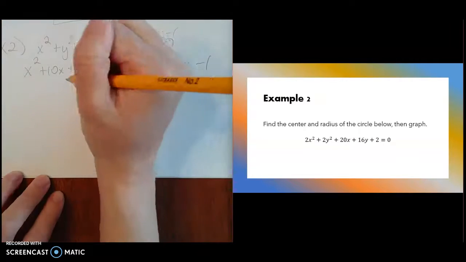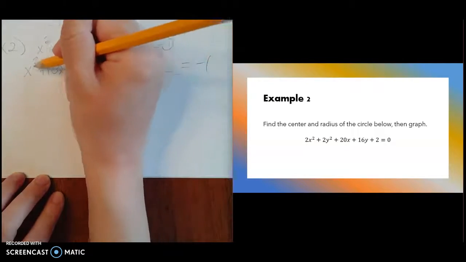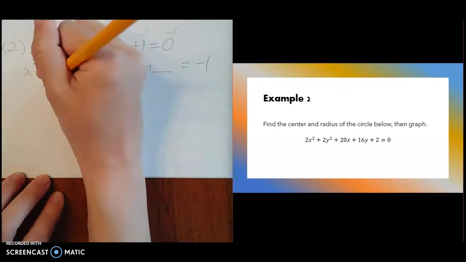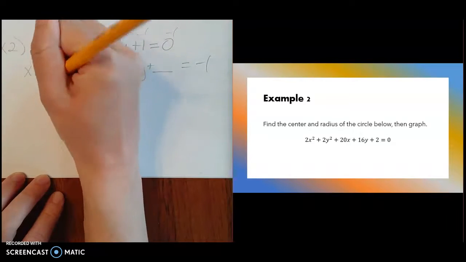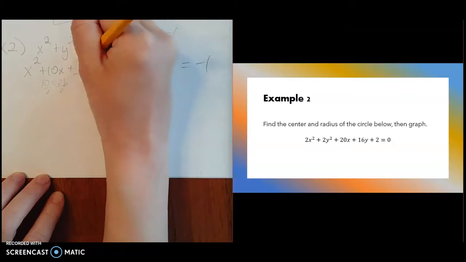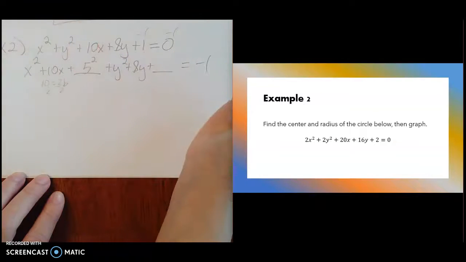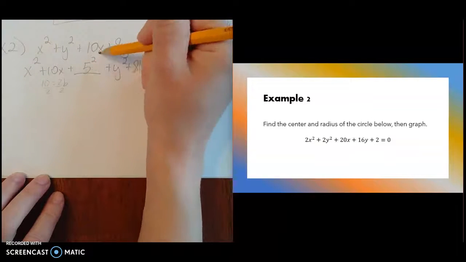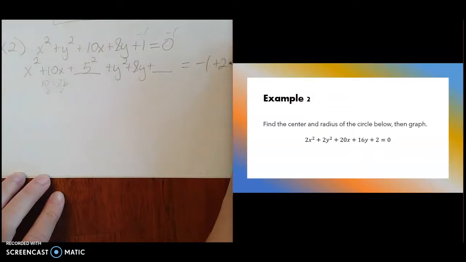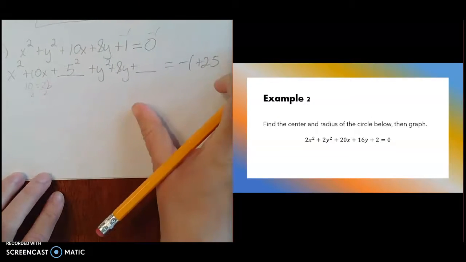Okay? So to complete the square, I know the x kind of comes from that x squared part. So really 10 equals 2b. So if I divide both sides by 2, I'm going to have b is 5. So I'm going to add 5 squared to both sides to complete that square. 5 squared is 25.